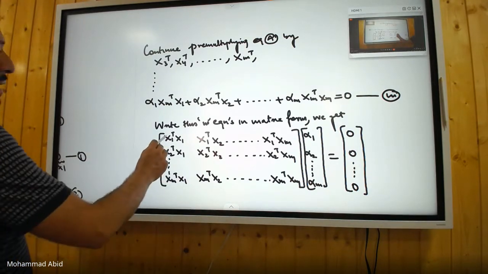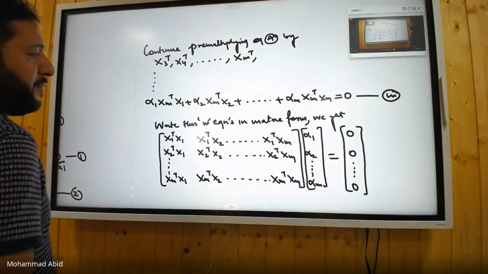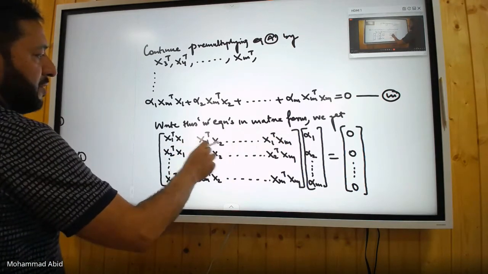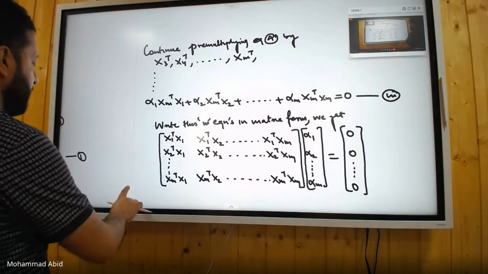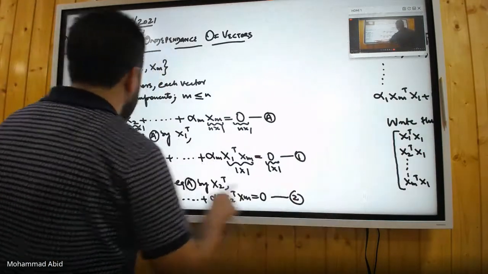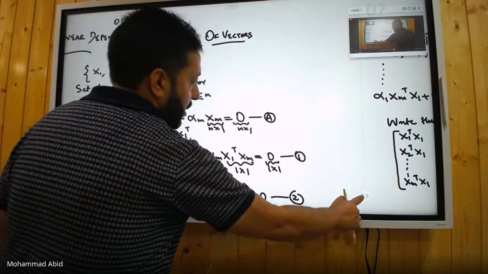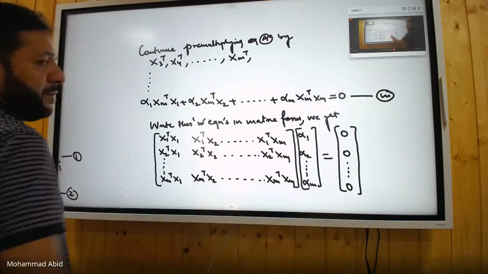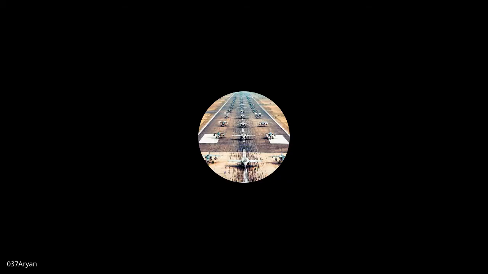So you can see x1 transpose x1 into alpha 1, because alpha 1 is a scalar, it can be anywhere. So x1 transpose x1 into alpha 1 plus x1 transpose x2 into alpha 2 plus so on, x1 transpose xm into alpha m. That was the first equation. This one, isn't it? ये आपका सेकेंड इक्वेशन हो गया. इसी तरह आपकी m इक्वेशंस हमने मैट्रिक्स फॉर्म में लिखी. Is it clear up till now? Yes, sir. Okay.